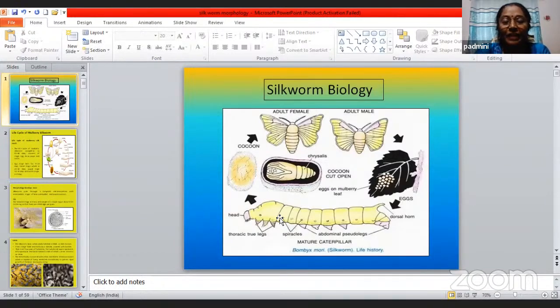So when we are so much interested in the silkworm and the silk, we should know about its biology too, so that we can take good care of them, and by so they also give us proper silk, which is of a higher quality, and of course they are useful in various ways.